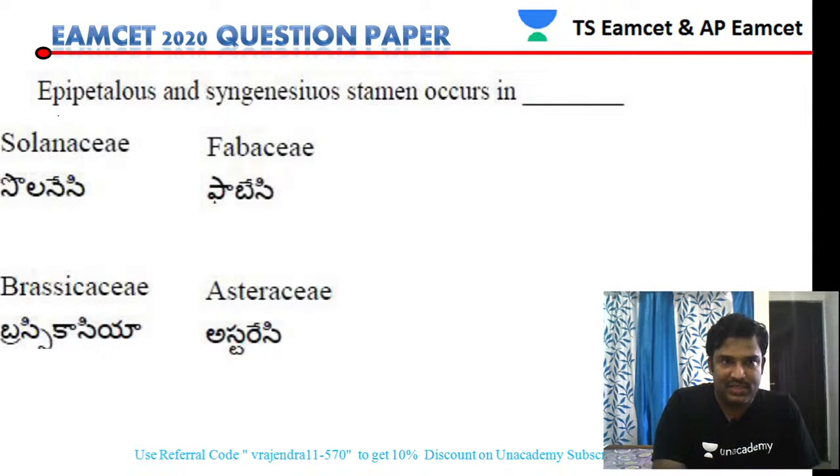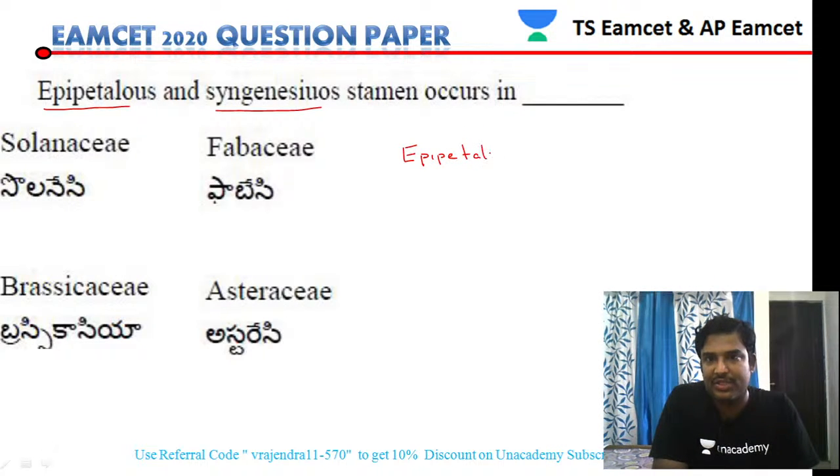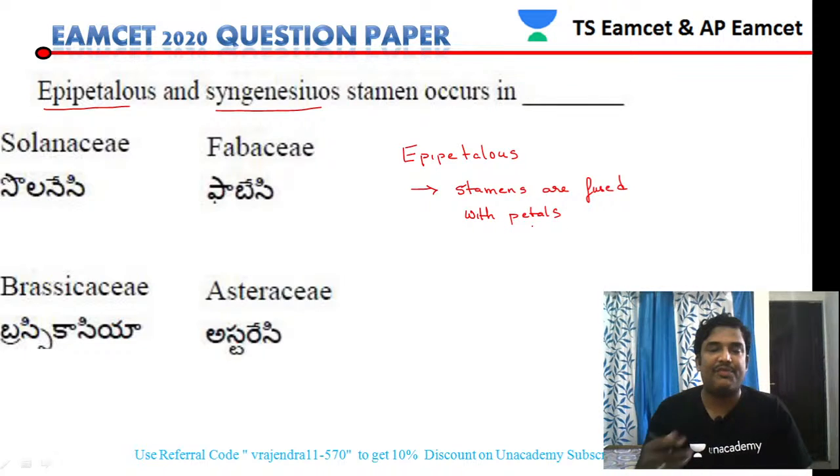Next conditions, epipetalous and syngenous stamens. Before going to the answer, let us see what the epipetalous condition is. The epipetalous condition is discussing the stamens. Stamens are fused, no doubt about it. Stamens are fused with the petals. When stamens are fused with petals, such a condition is called epipetalous.